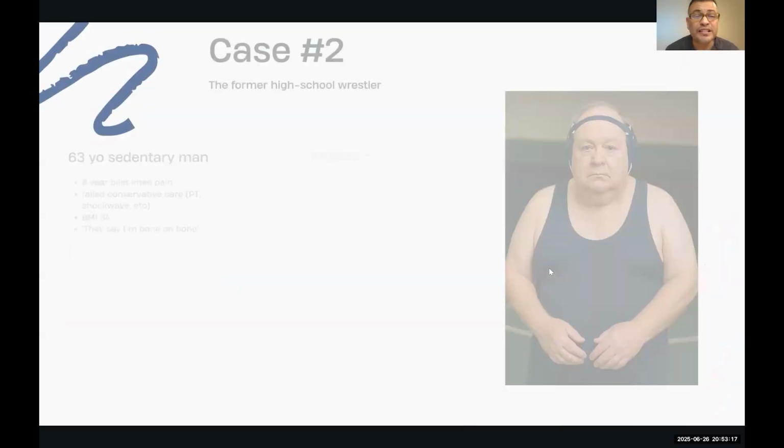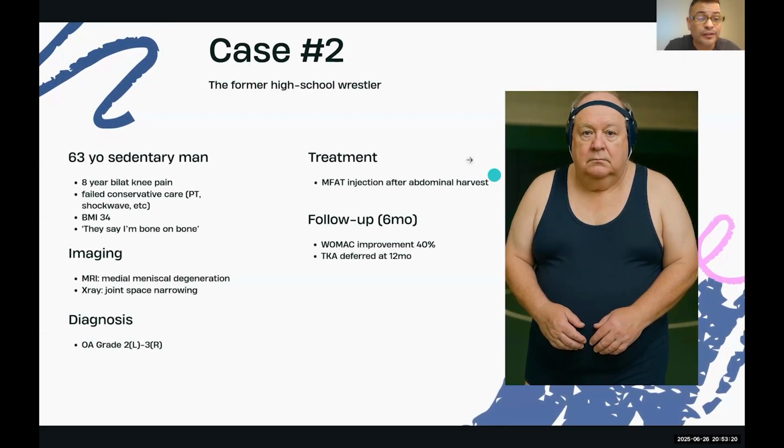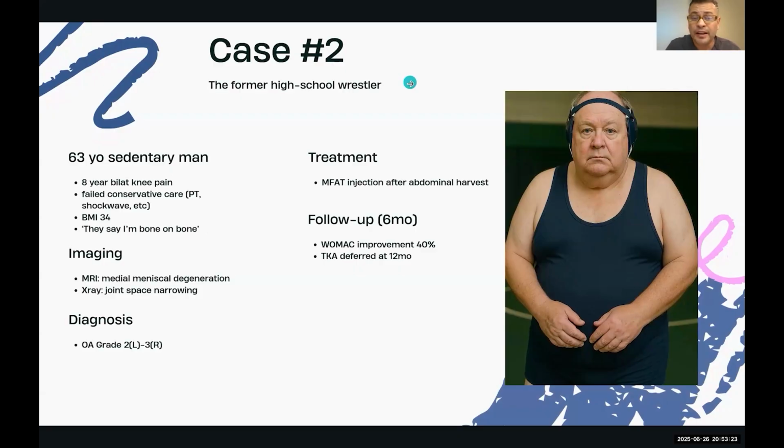So going to case number 2, the former high school wrestler. This is a 63-year-old sedentary man with bilateral knee pain of 8-year duration. It failed conservative therapy, and he has a BMI of 34. Now, he comes in saying, they say I'm bone on bone, which is very common. People come saying they're bone on bone, and they're really not bone on bone. Many orthopedic surgeons, unfortunately many of my colleagues, just don't explain it to a patient very well, or they had an assistant tell the patient, and that's what the patient understood. On imaging, an X-ray shows some joint space narrowing and some medial meniscal degeneration. He had osteoarthritis stage 2 and 3, different on the two knees.